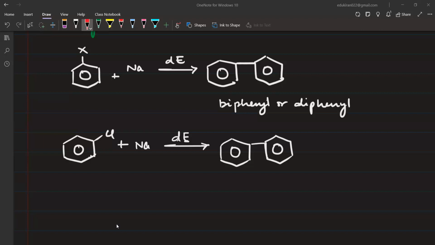Sir, if two benzene are bonded, it means two benzene rings should be there, right? For diphenyl or biphenyl, there are two phenyl groups or two benzene groups. For the two benzene, we need to add, right? So we'll write two in front of the reactant. You can write it like this.